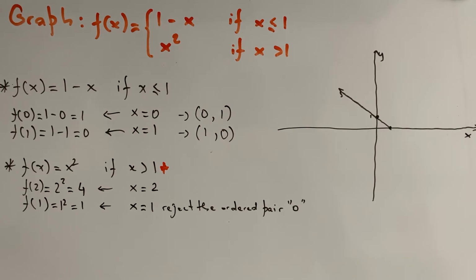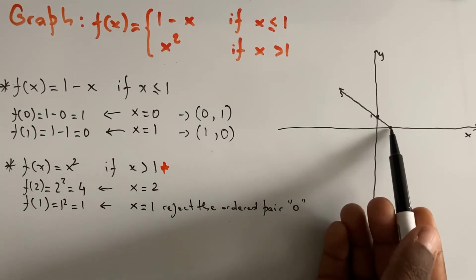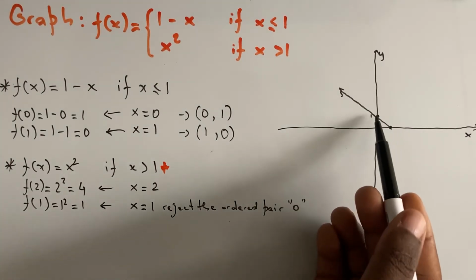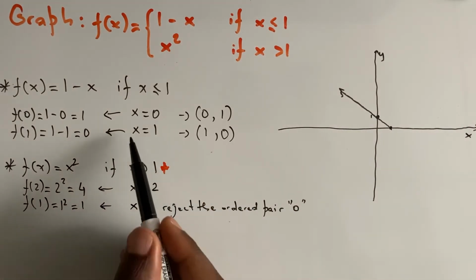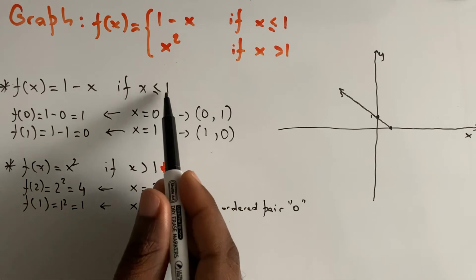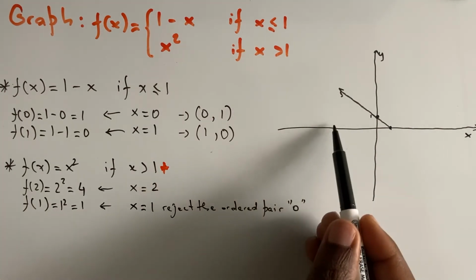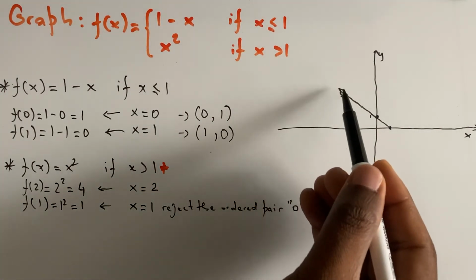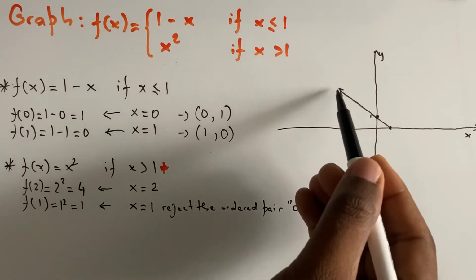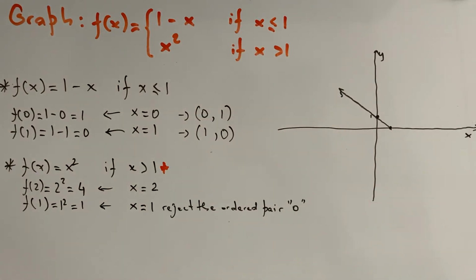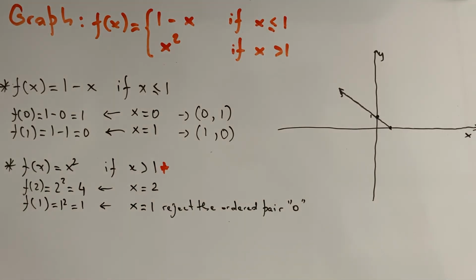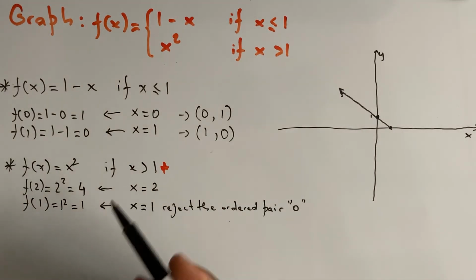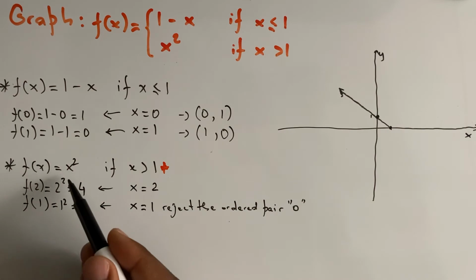Now, as you can see, from 1, 1, 1, 0, and 0, 1. And it keeps going because you could keep choosing values less than 1. So like -1, -2, it will still give you all the values of y, so you can keep going to the left right there. Okay, so that's why I put an arrow here to show you that you can keep going.